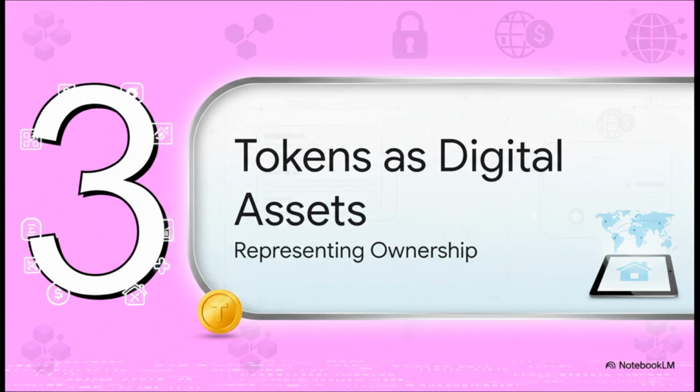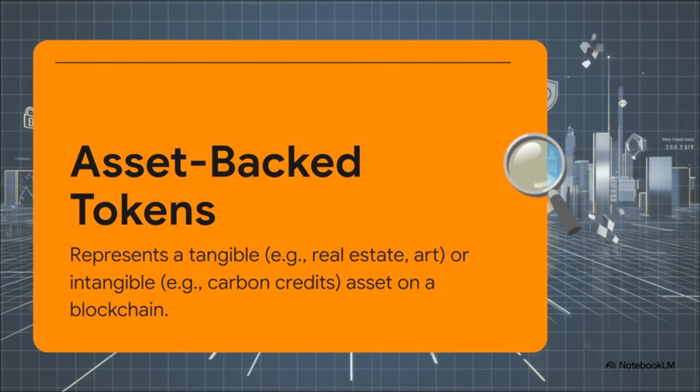Okay, time to shift gears into our next category. Tokens as digital assets. Now, this is where things get really cool, because we're talking about how a token can actually represent ownership of something, whether it's in the real world or the digital one. Asset-backed tokens are just fascinating. They are basically digital claims on real-world stuff. We're talking a piece of a building, a bar of gold, fine art, or even something you can't touch, like carbon credits.